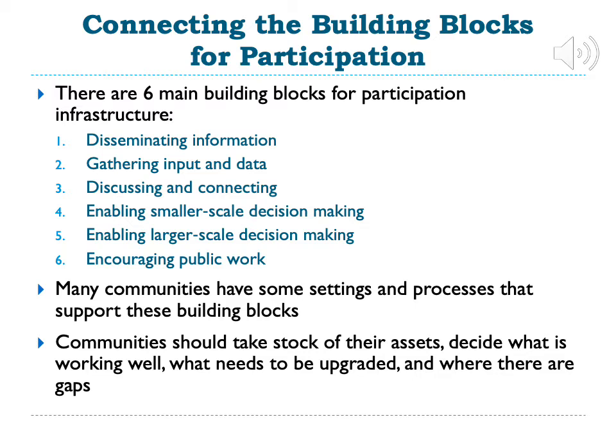So one is certainly mechanisms for disseminating information, to getting information out there on the nature of decisions being made, on what substantive information is being used to inform those decisions, on what decisions have already been made. Basically just dissemination of information. Second would be gathering input and data. What does our block look like, or infrastructure look like for getting people to provide feedback, to share information that can help us make better decisions? The third is finding ways of discussing and connecting.